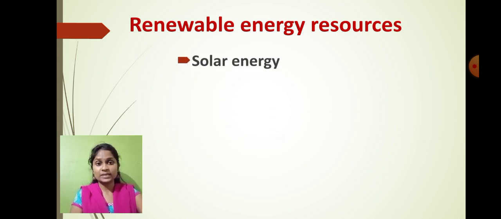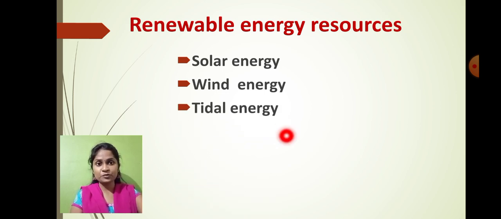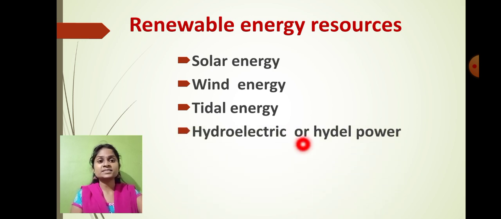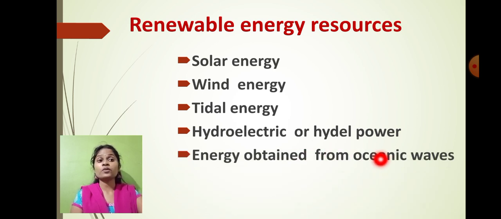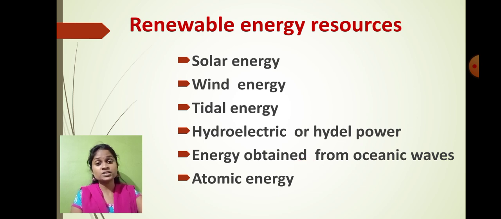First, solar energy. The second, wind energy. The third, tidal energy. Then next, hydroelectric or tidal power energy. Then energy obtained from the oceanic waves. And last but not least, atomic energy. So these are the 6 different forms of energy which can be created again and again, and they are inexhaustible, meaning they cannot finish off very easily, right? They are available in nature in larger amounts, and we can use them continuously as well, right?